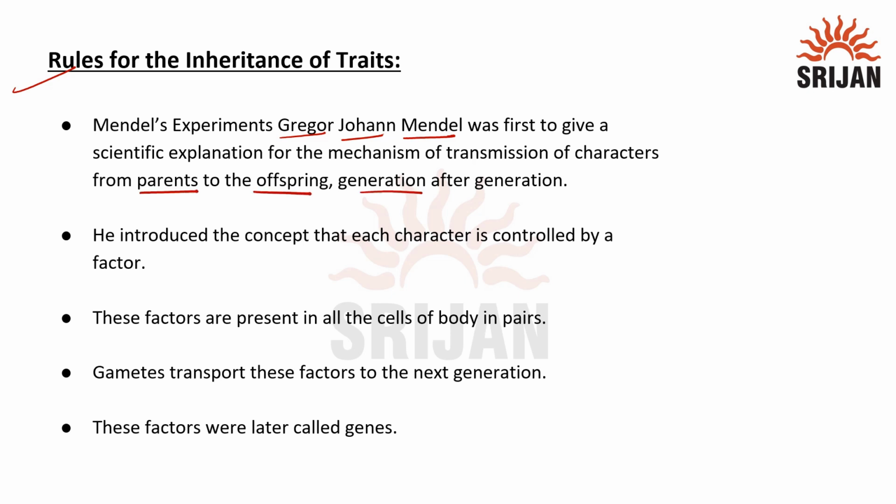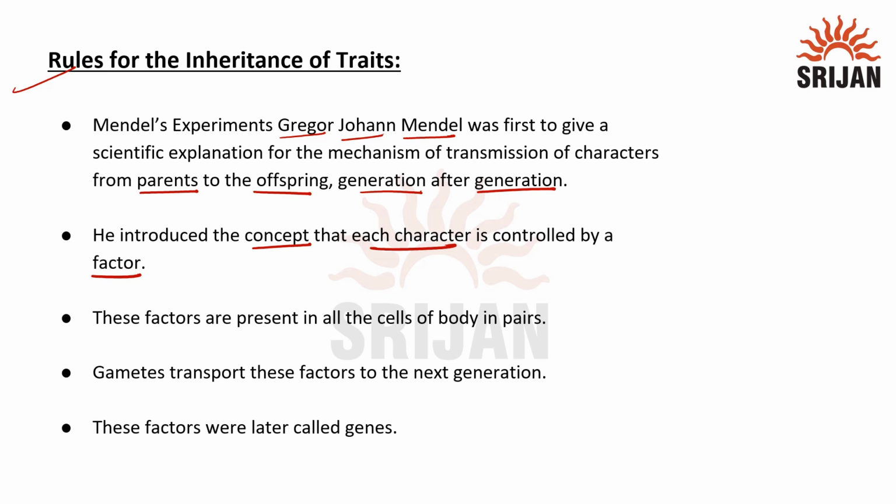or from one generation to another, and to prove this he conducted a series of experiments on pea plant, also called Pisum sativum, and then he introduced the concept that each character is controlled by a thing called a factor, and these factors are now known as genes.